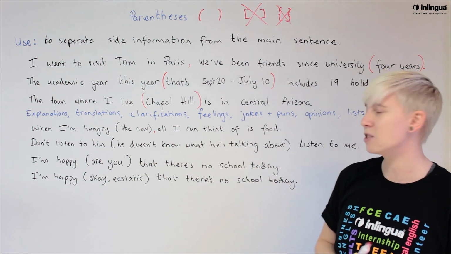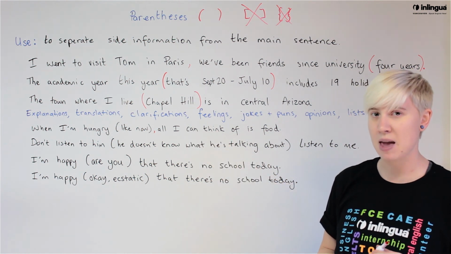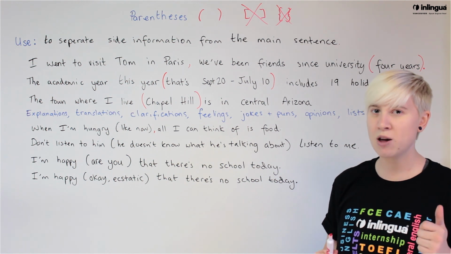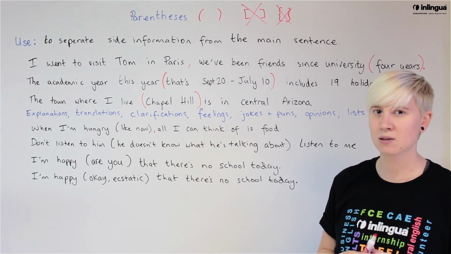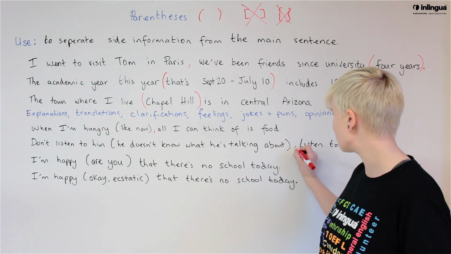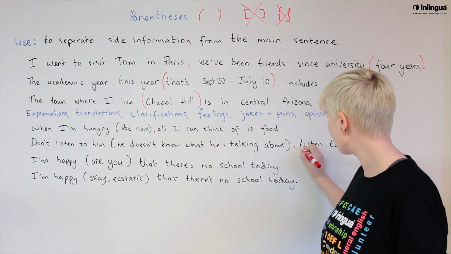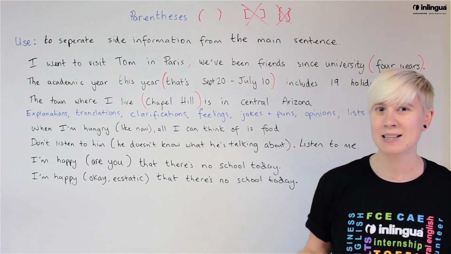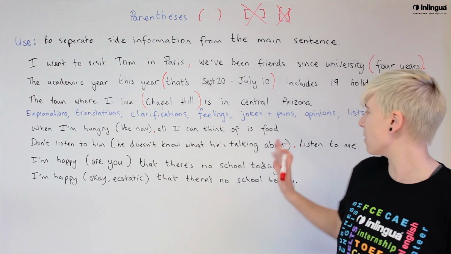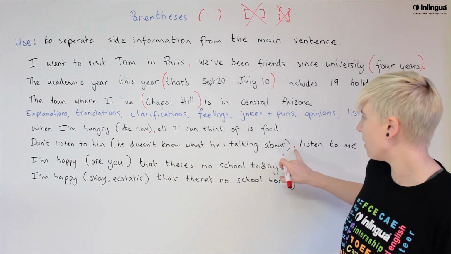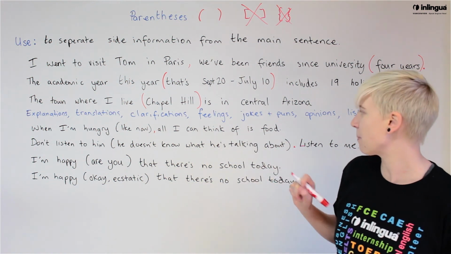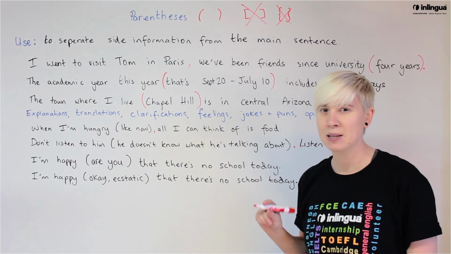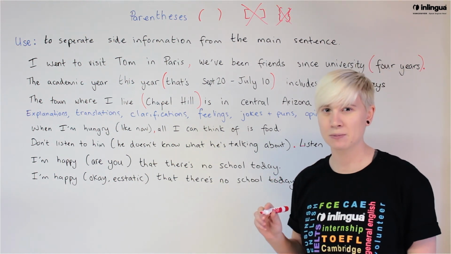Our original sentence, don't listen to him, listen to me. There's 1 or 2 sentences. I'm going to say it's 2, it makes it stronger. Okay. Don't listen to him, listen to me. So I've got 2 sentences. Okay. So I'm going to need a period. Don't listen to him. Listen to me. (He doesn't know what he's talking about).